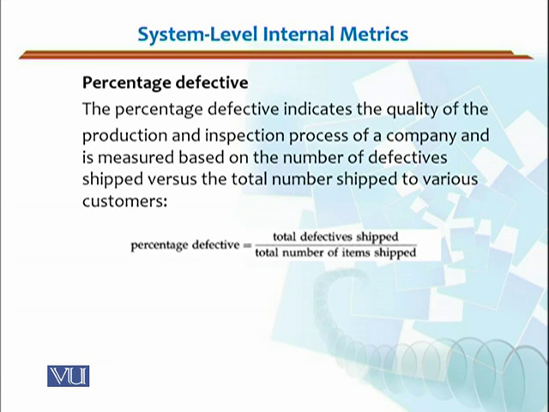Then there is a percentage defective. The percentage defective actually indicates the quality of the production and inspection process of a company, and is measured both on the number of defectives shipped versus the total number of shipped to various customers. So how can we find the percentage defectives? That would be the total defectives shipped divided by total number of items shipped. You want your percentage defective to be as low as possible. You don't want to ship too many defective items.